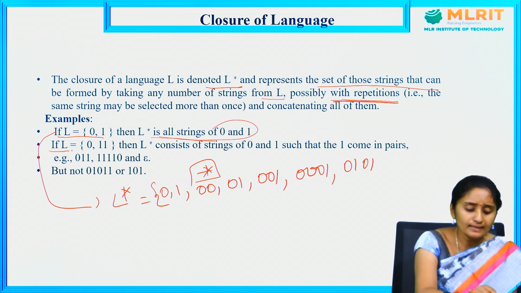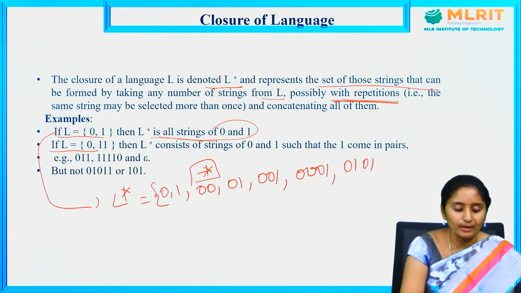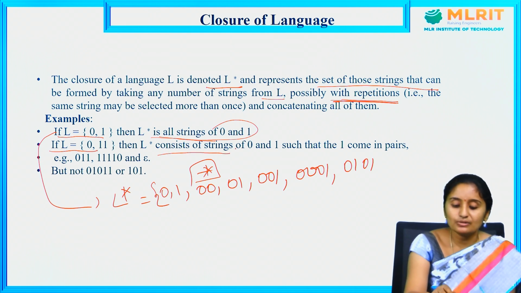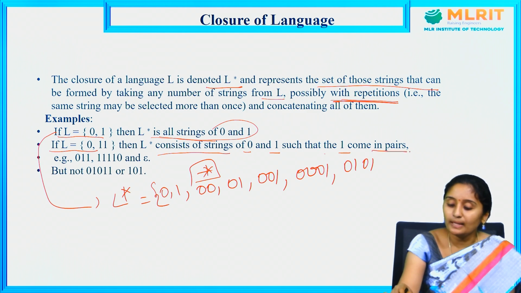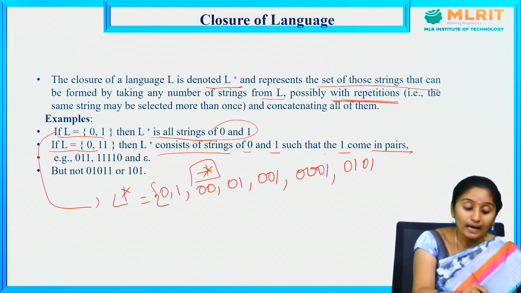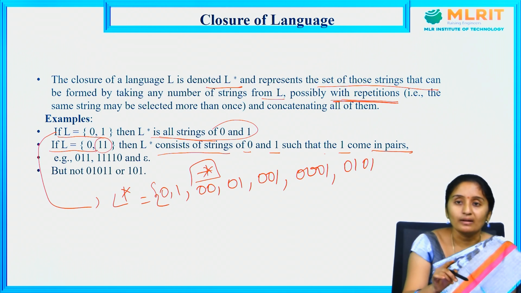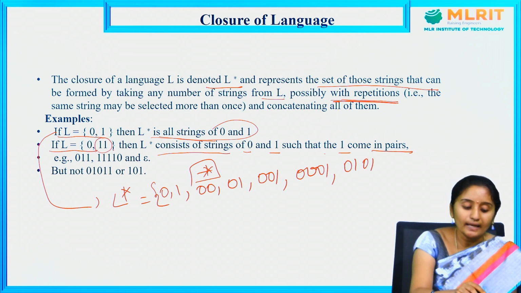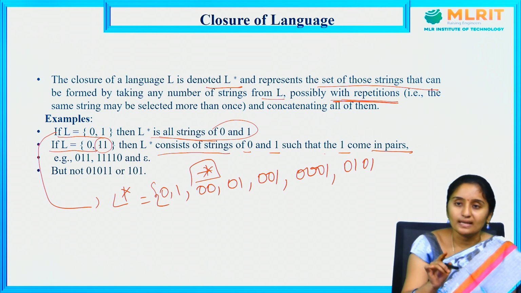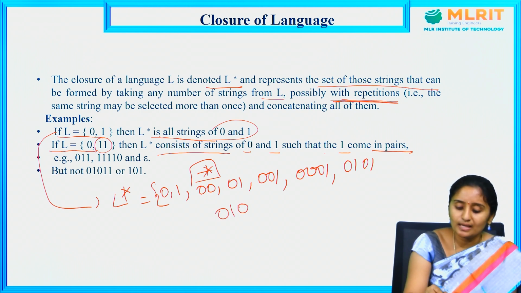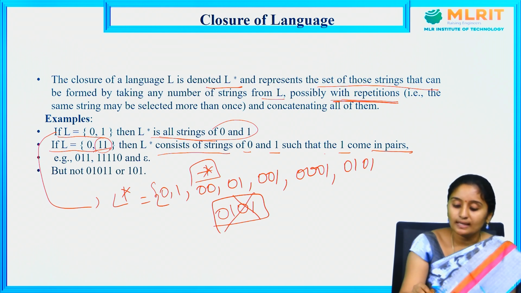See here the second example. If L equal to 0, 11, then L star consists of strings of 0 and 1 such that 1s come in pairs. See here, in my language I am having 11, not a single 1. So when I construct a string, I need to take double 1, not a single 1. Like 0101, this string is not accepted here. Why? Because I am having double 1, so I cannot divide that double 1 into single 1s.